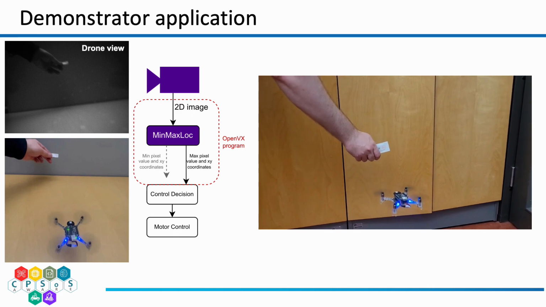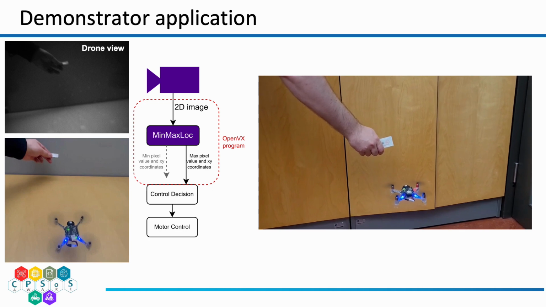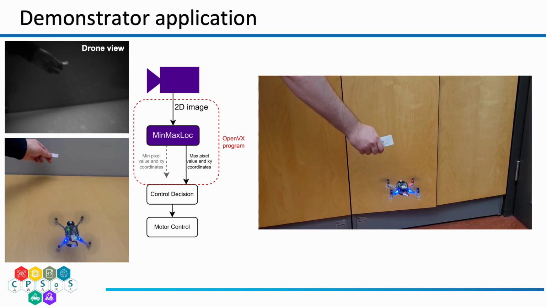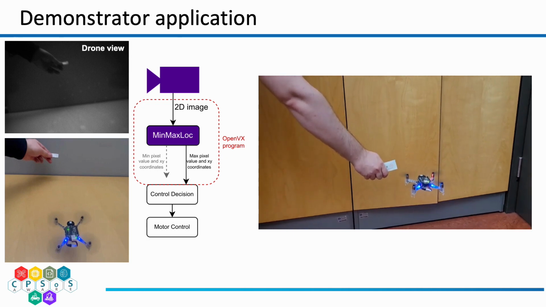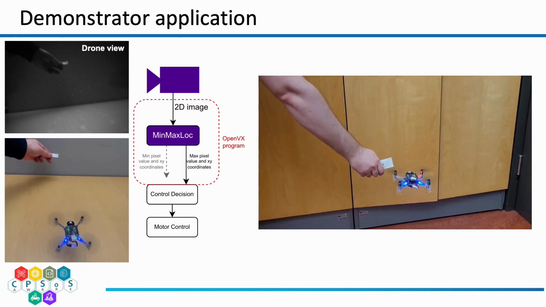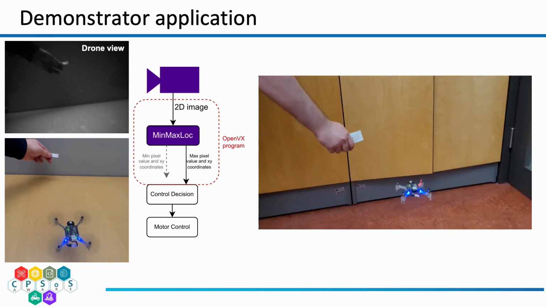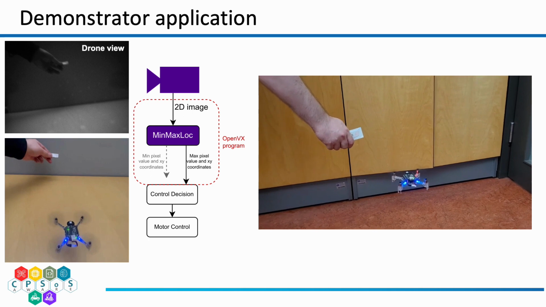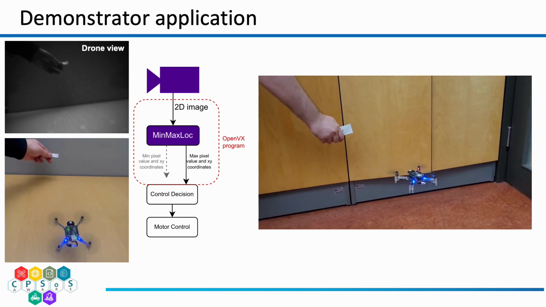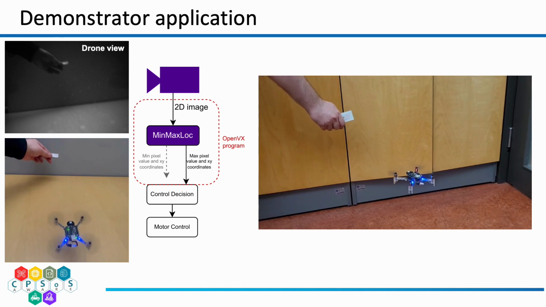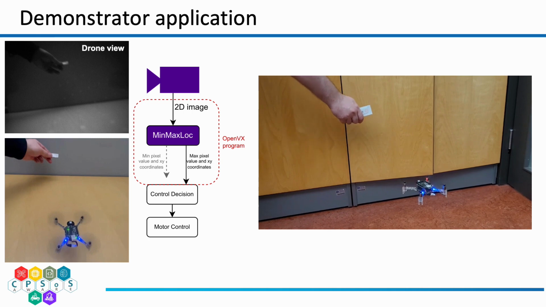The proof-of-concept application offloads to the Pink FPGA a simple OpenVX program. The program consists of a single min-max-loc node as defined in the OpenVX specification. This node performs a reduction operation to find the pixel with the maximum and minimum brightness values. It also returns the coordinates of the found element. In this application, only the coordinates of the maximum value are used. The drone adjusts its height and orientation to face the brightest spot in the image.